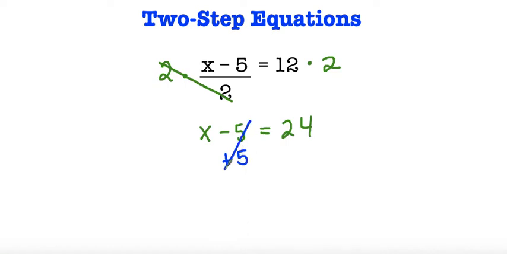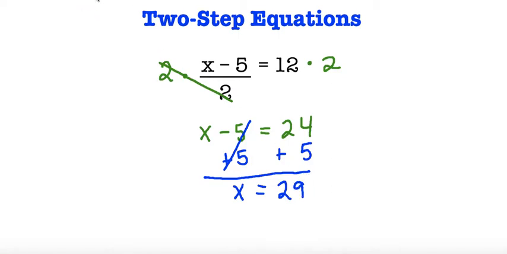And that cancels the minus 5 out. And then add 5 here because we want to keep our equation balanced. So whatever we do to one side, we do to the other side. So after we cross these out, I have x equals, and 24 plus 5 is 29.